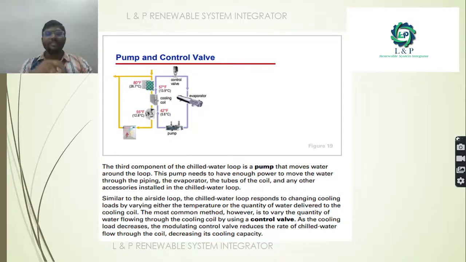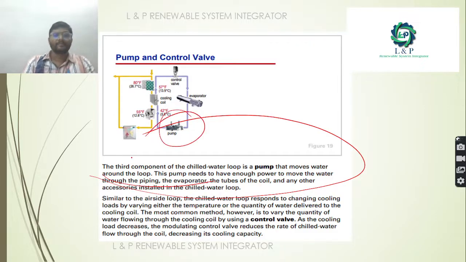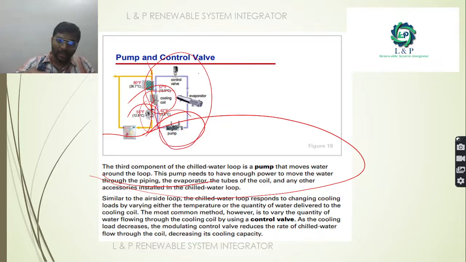So what is the role of this pump? What is the pump going to do? If you want to move the water from one location to another location, or through around the loop, you need the help of this pump. Since we have a cooling coil, if you want to move the air from one location to the other location, you need the help of the fan. The same way, if you want to move the water around the concerned loop, you need the help of this pump.